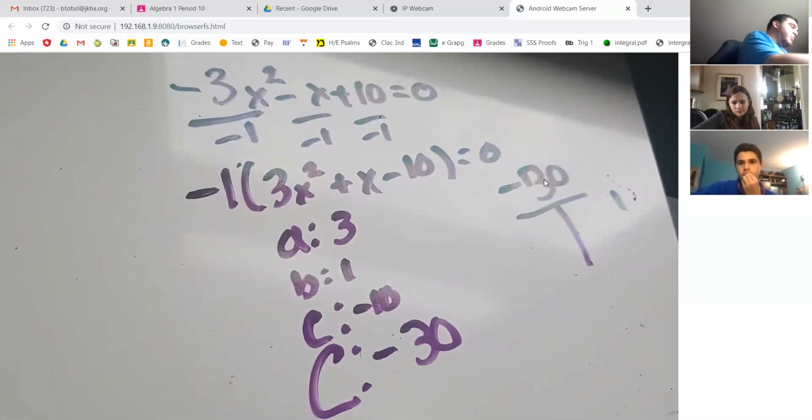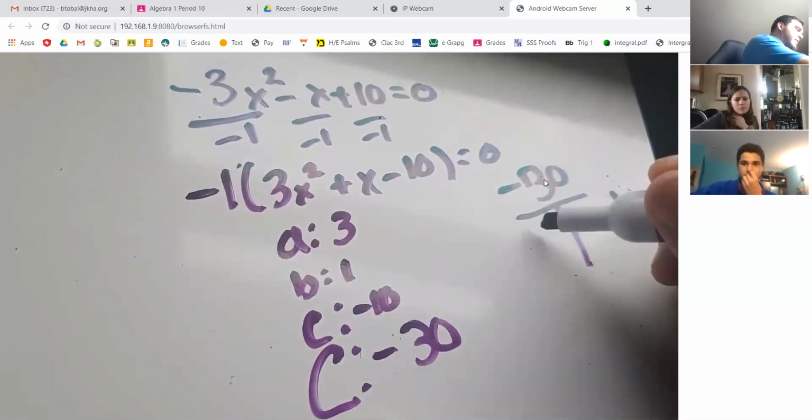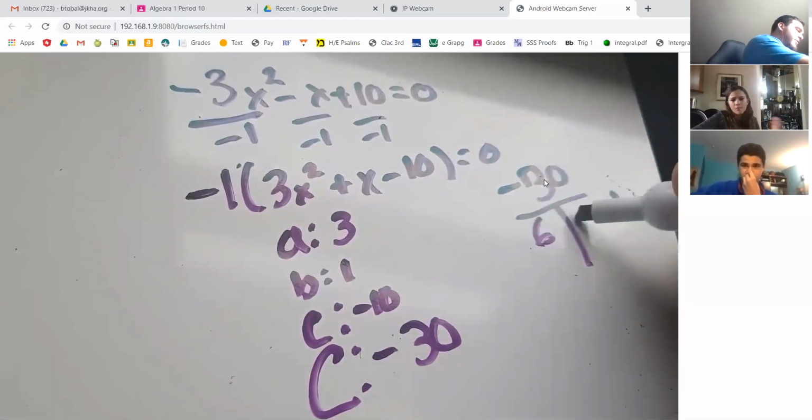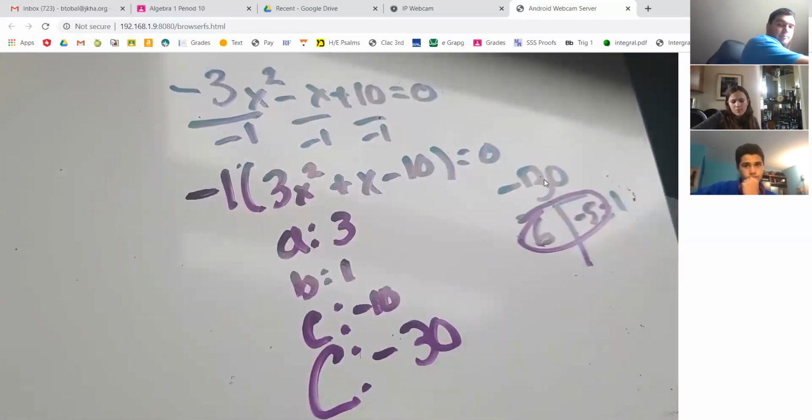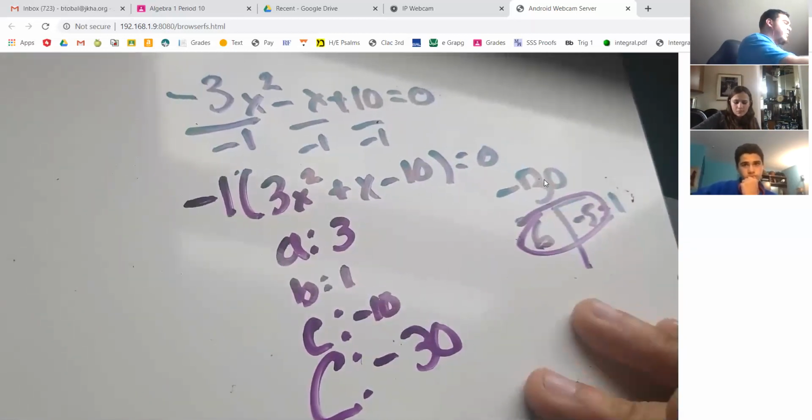Hmm. So we need something that has 6 and 5. Good. So 6 and 5. We need a positive one. So which one of those are going to be 5 times 6? Negative 5 times 6. Good? So we're going to do 6 and negative 5. 6 plus negative 5 is positive 1. This checks out.